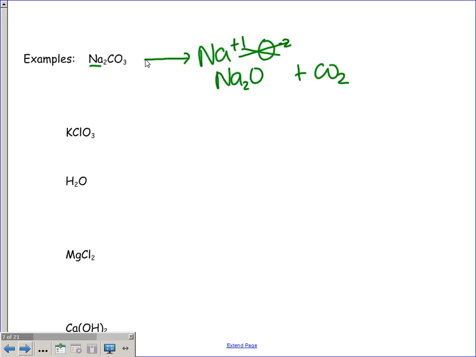So now I can count to determine whether or not I'm balanced. I have 2 sodiums on my reactant side, 2 sodiums on my product side. 1 carbon on my reactant side, 1 carbon on my product side. 3 oxygens on my reactant side, 3 oxygens on my product side, 1 plus 2 is 3. So that is now balanced.